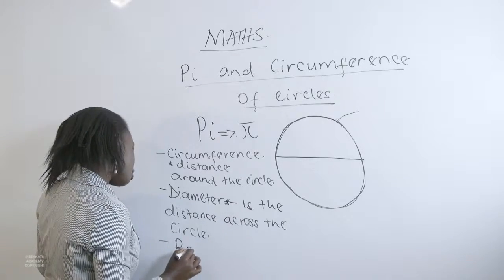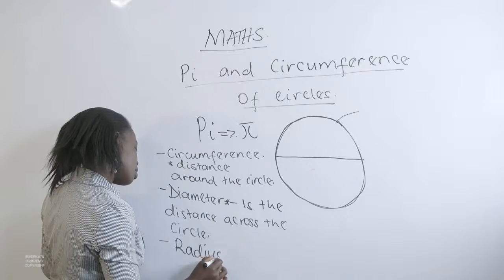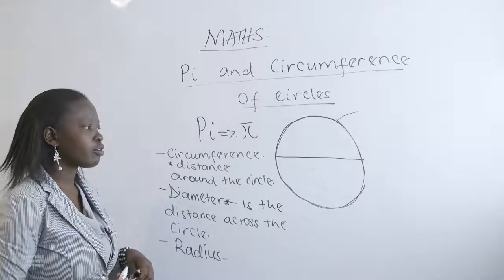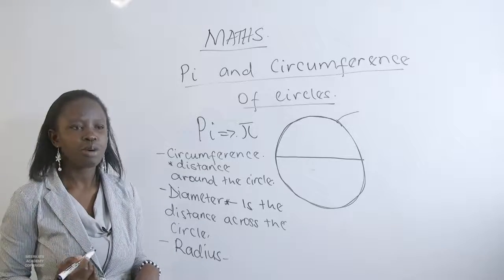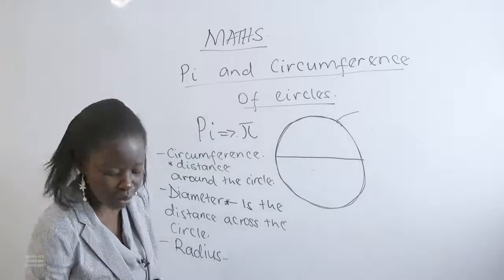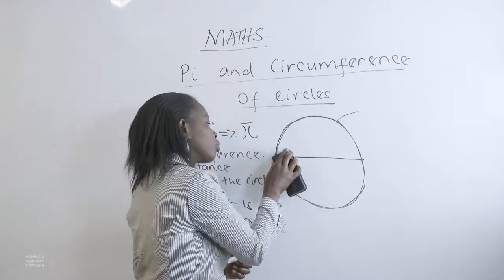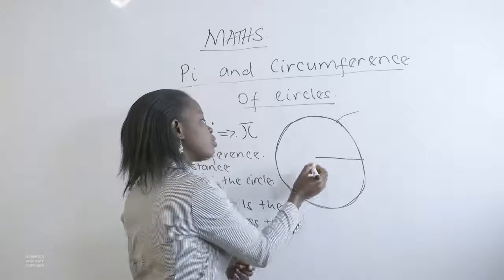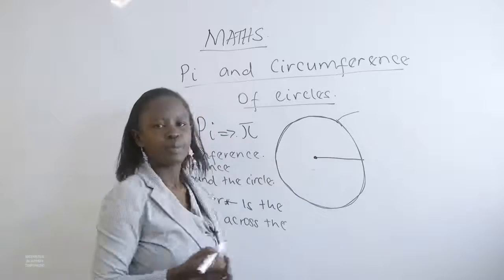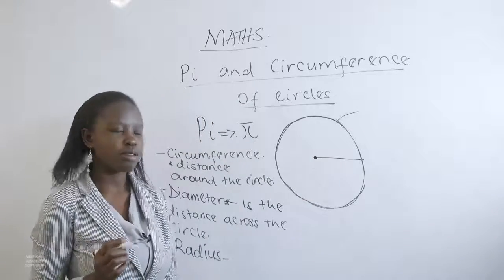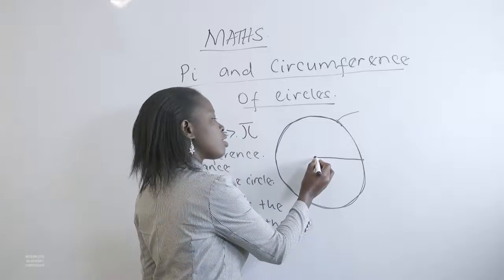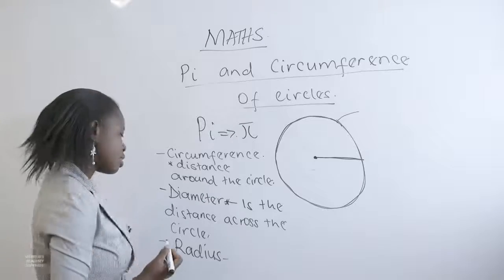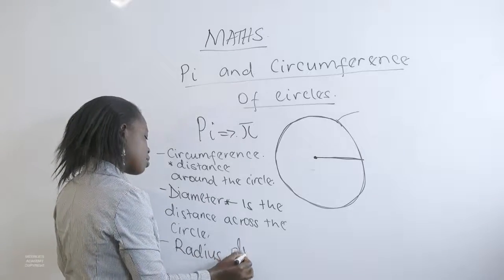Another thing we need to understand is radius. And radius simply refers to the distance from the center of the circle. So if this is the center of this given circle, then the distance from the center of the circle to the circumference is whatever we are referring to as radius. So this is distance.